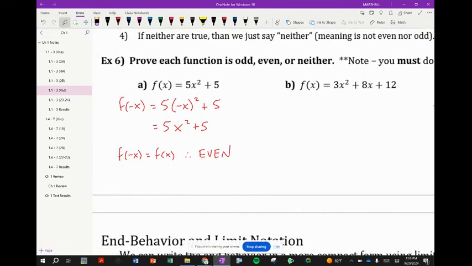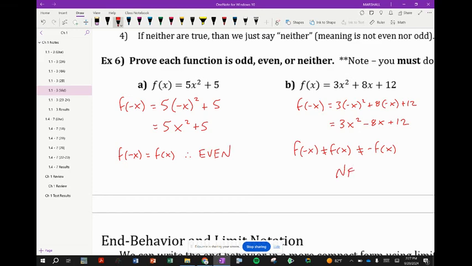In the next one, we're again going to start by putting negative x in. Now I'm going to simplify. This is going to simplify to 3x squared minus 8x plus 12. So that's not the original function because that term switched. And it's not the opposite of the original function. The opposite of the original function would have all the terms switch signs in a polynomial like that. So putting negative x in did not give us the original function. It did not give us the opposite of the original function. So this is neither.